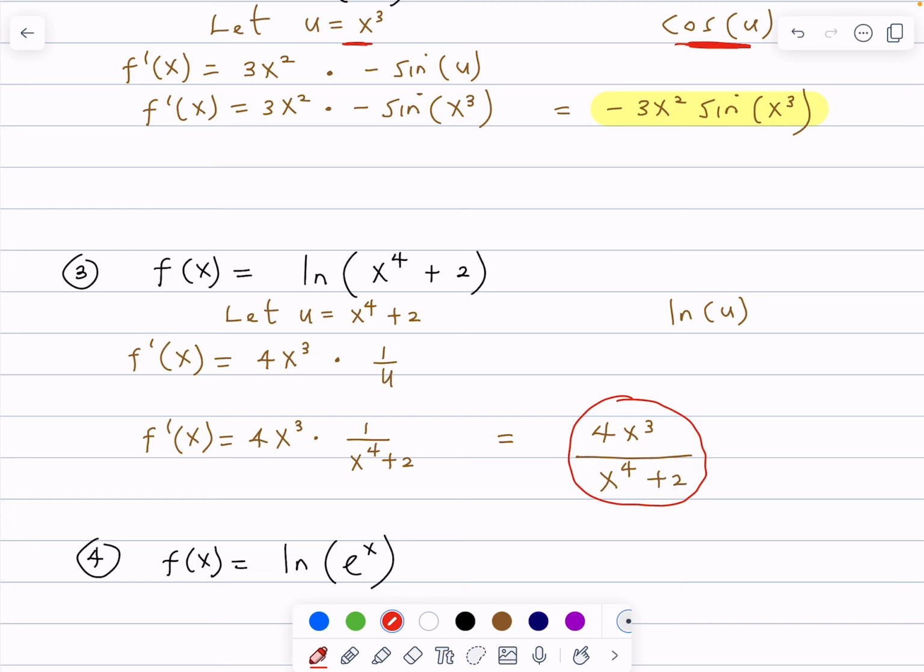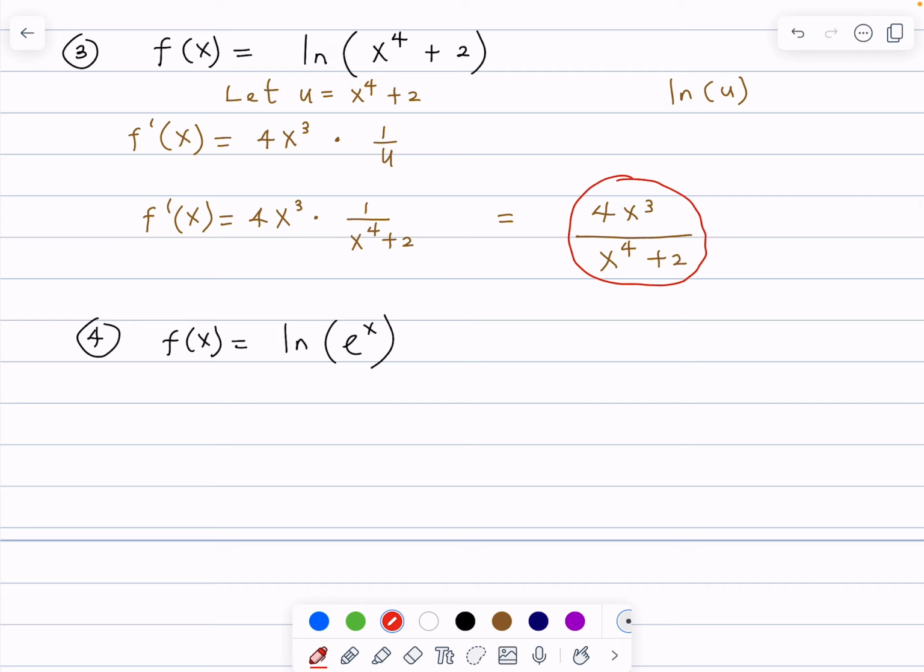Okay, for the last problem, let's apply the same concept. What is the inside function here? The inside function is e to the x. So let u be equal to e to the x. So my function will now be ln u. So f prime of x is going to be what?